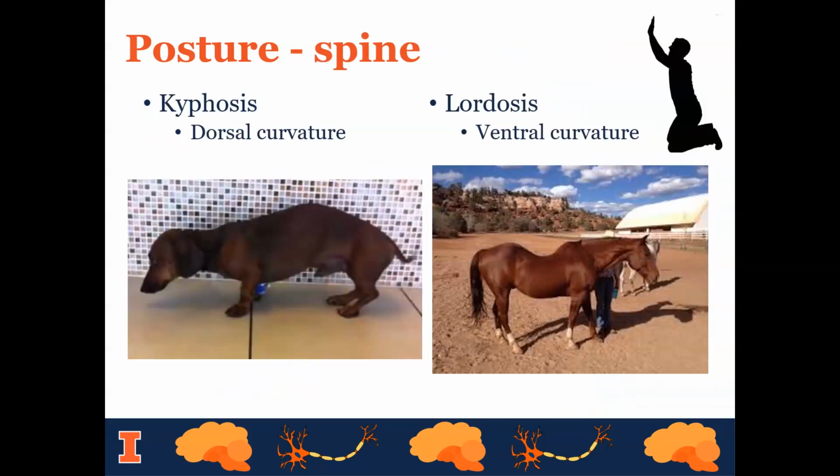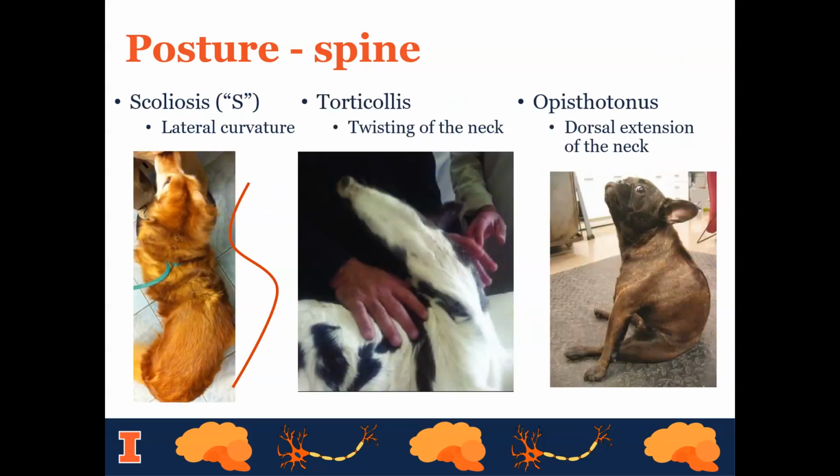We can have changes in our general body posture or trunk posture. So most commonly we'll see a dorsal curvature or a kyphosis, but we can also see the sway back, or what we call a lordosis. We can have scoliosis, that's a lateral curvature. You can think about the spine being shaped like the S of scoliosis. Torticollis is where not only is the head and neck lifted upwards, but it's also twisted. Or we can have opisthotonus, which is a simple dorsal extension of the head and neck.